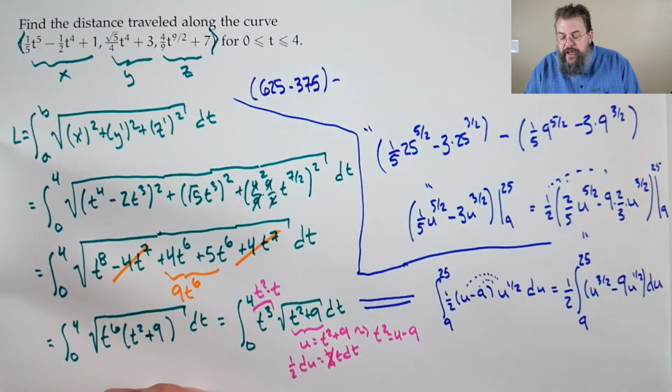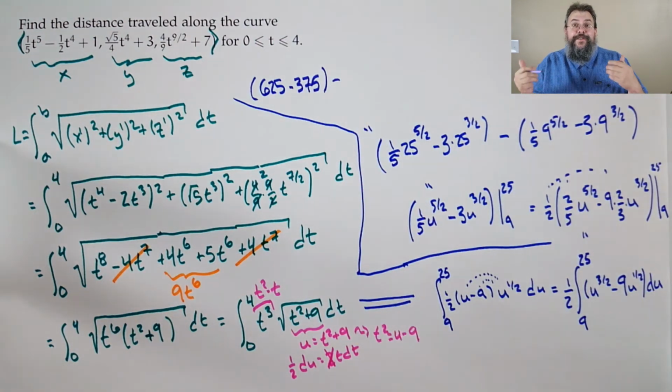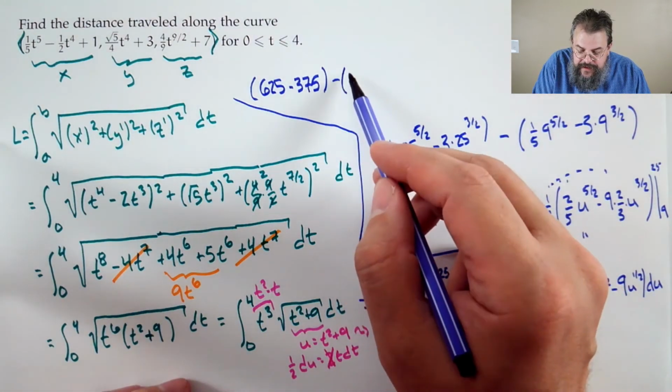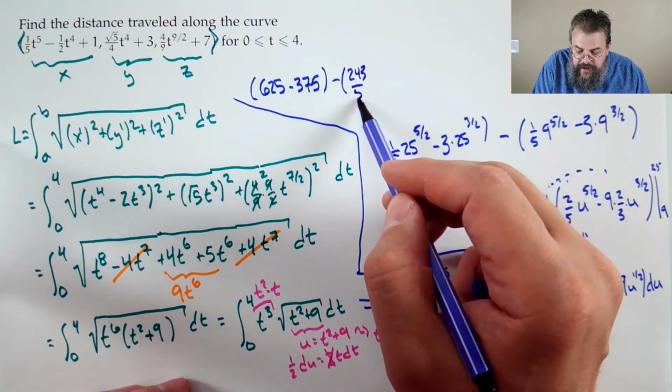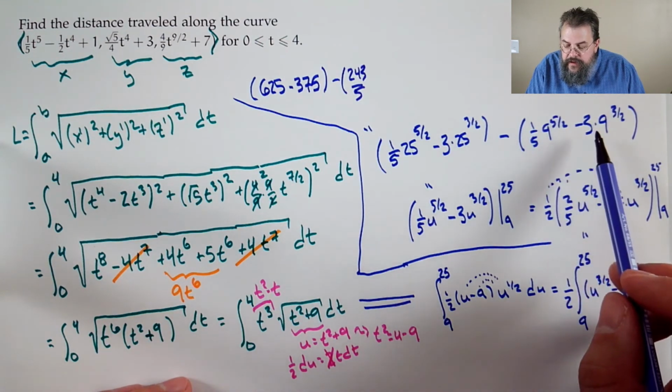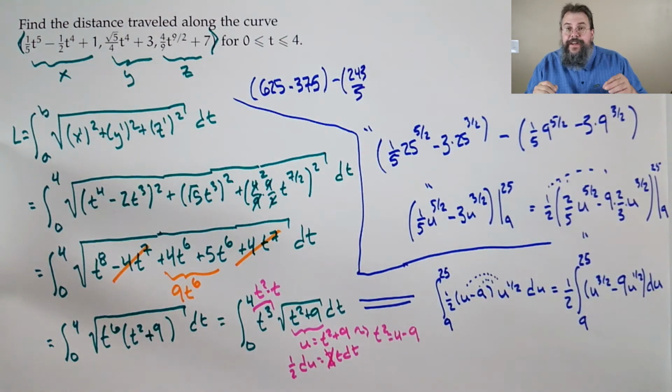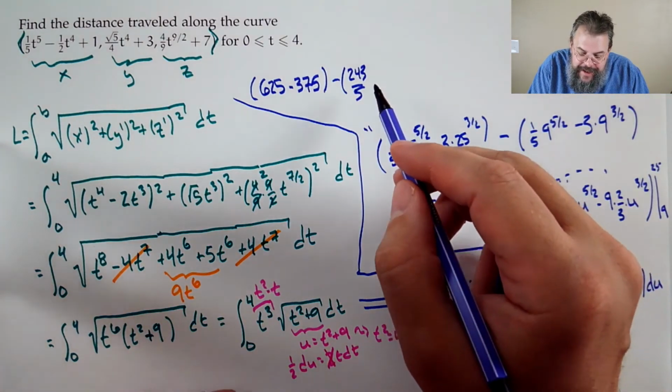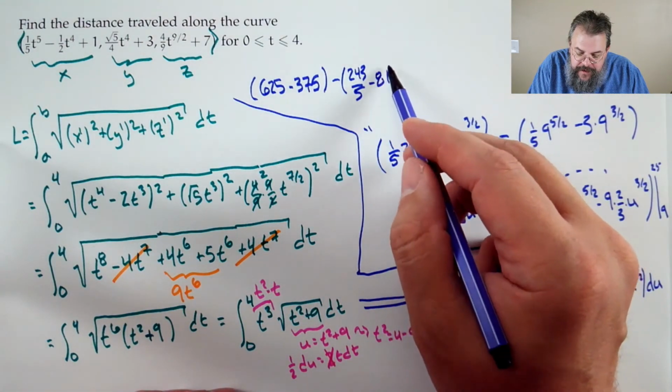Subtract. Okay, 9 to the 5/2. The square root of 9 is 3. 3 to the 5th, 3, 9, 27, 81, 243. So that's 243 fifths. And then we have minus 3 times 9 to the 3/2. Well, the square root of 9 is 3. 3 cubed is 27 times another 3 makes 81. It's all there. Like I said, if you were like, I should have stopped, it's okay.